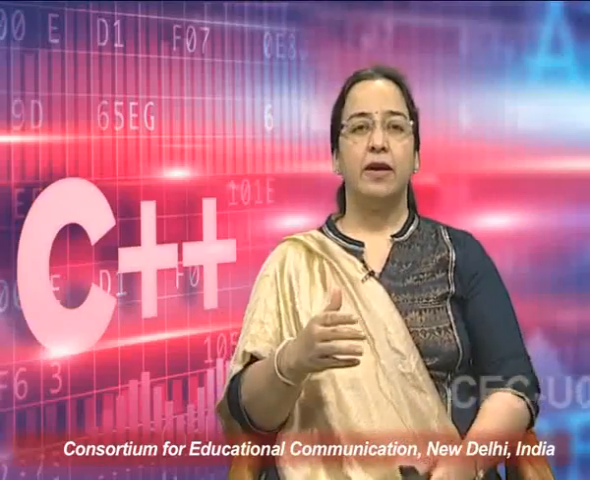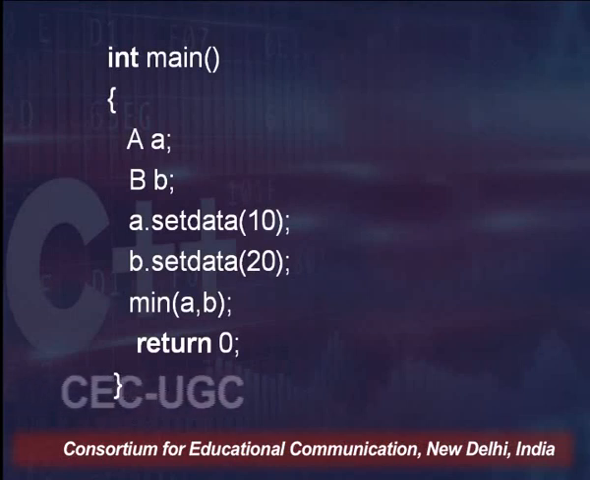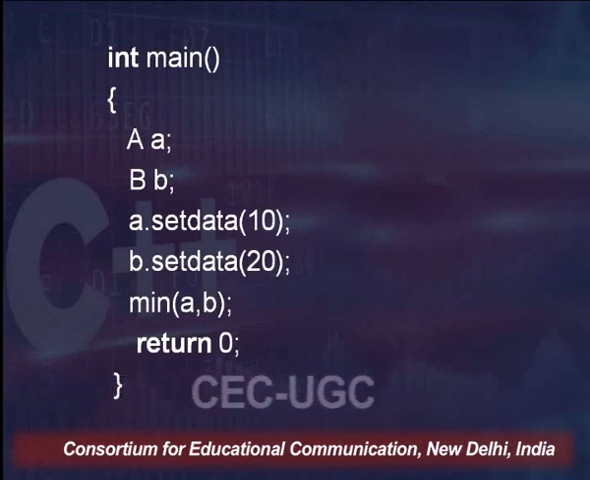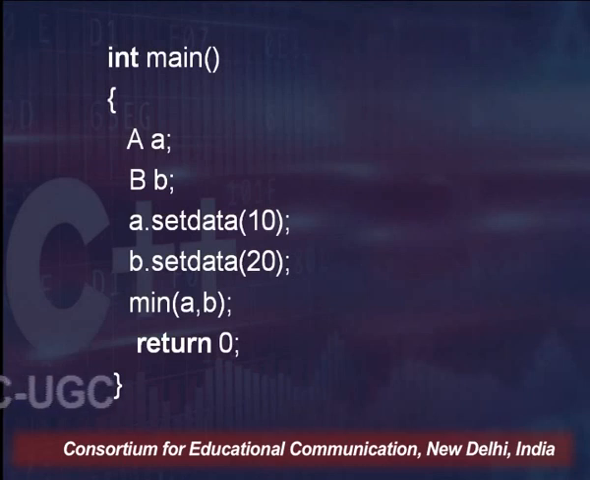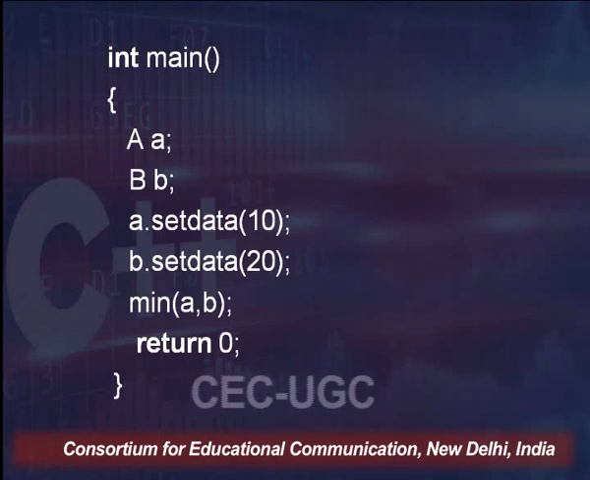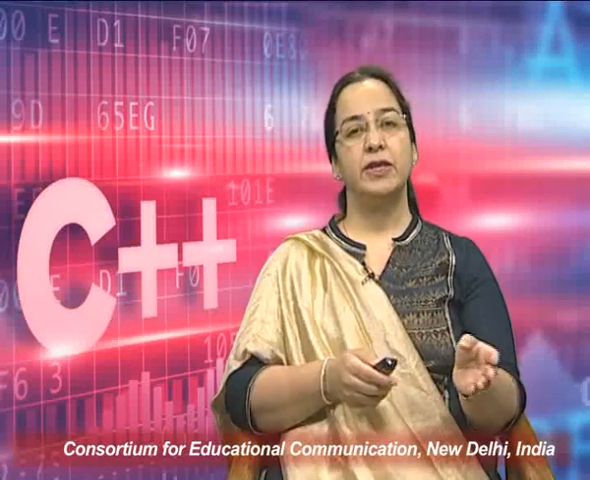So, I have taken within the main function two objects of classes A and B, and data is being set. These are a dot set data and b dot set data, which are member functions belonging to class A and class B, and then we have used min A comma B just like a very normal function. So, in this way you can use a friend function which is a friend to two classes.